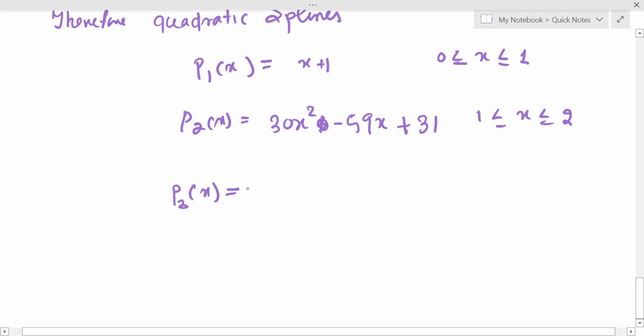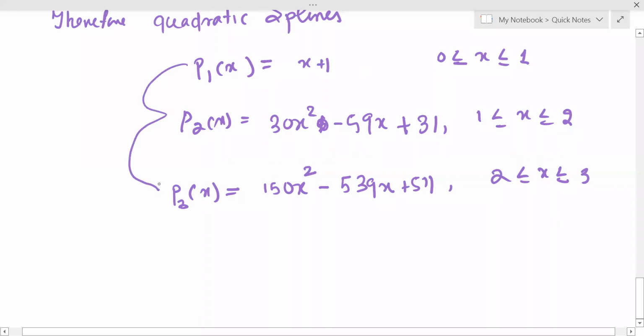Similarly, P3(x) will be 150x square, next A3 B3 is minus 539x plus C3, 511. This is in the interval 2 less than or equal to x less than or equal to 3. These are the three polynomials, the quadratic splines of the problem.